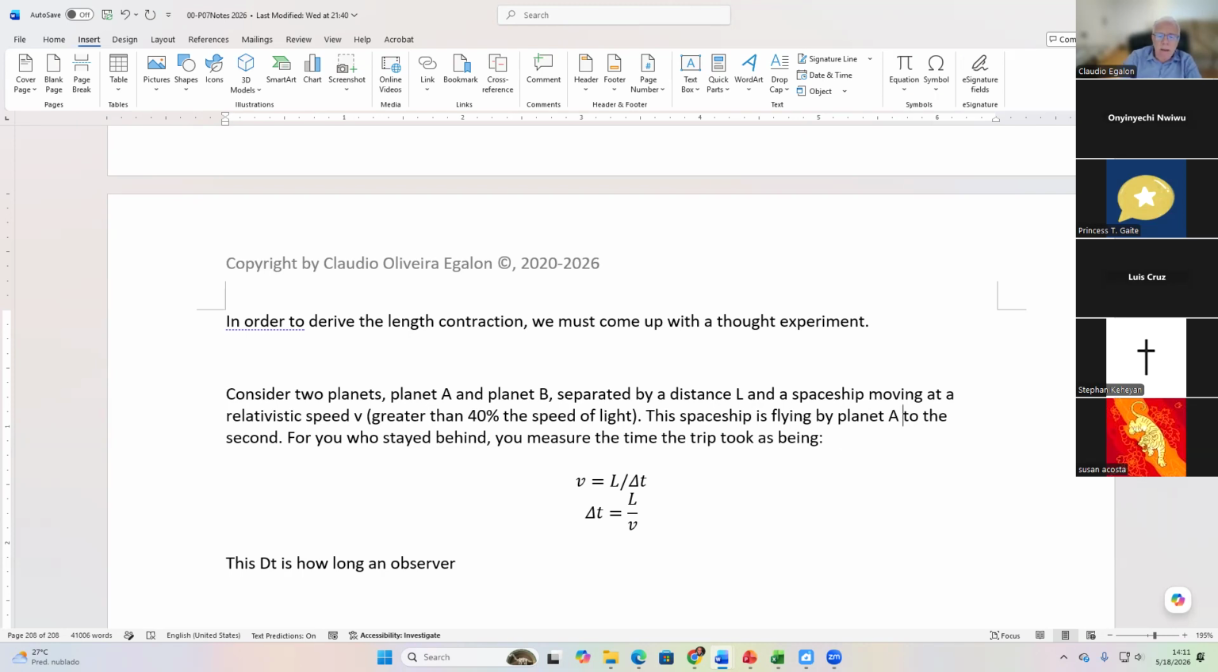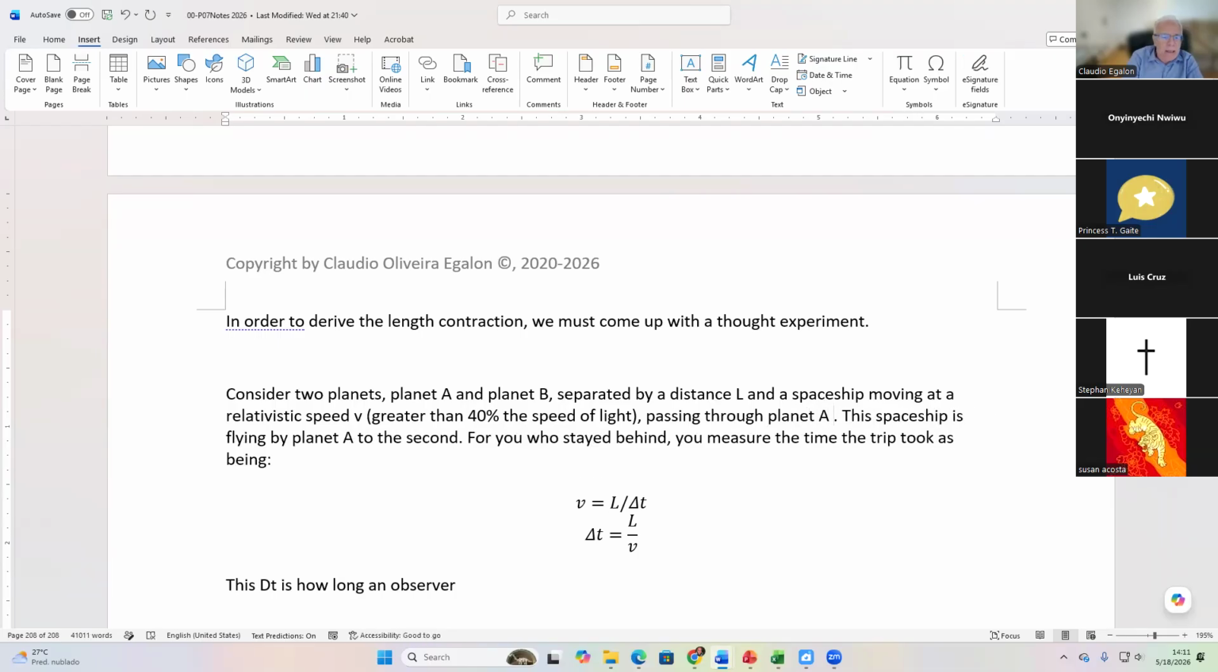Consider two planets, separated by distance L, and a spaceship moving at relativistic speed v, passing through planet A and moving towards planet B.